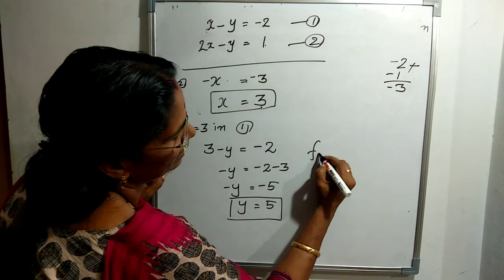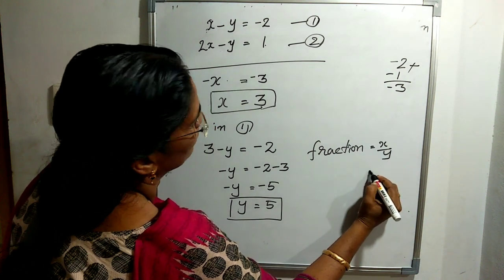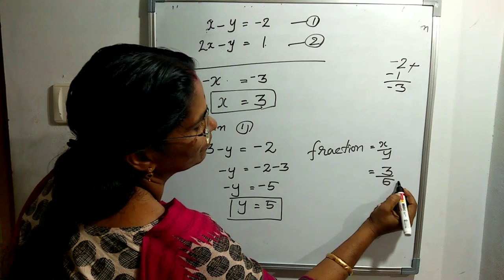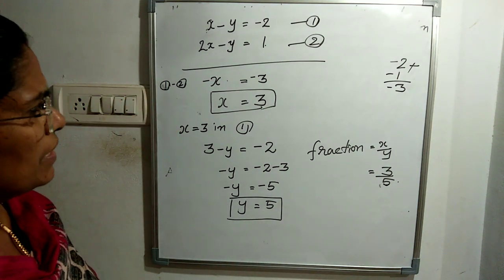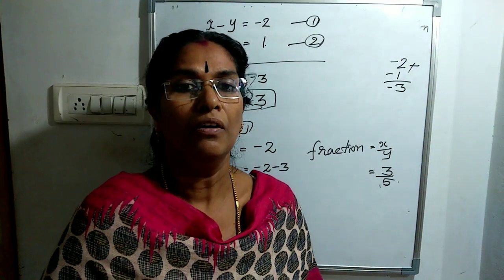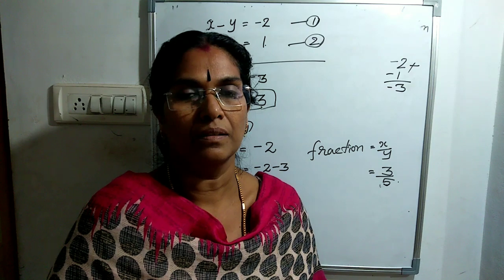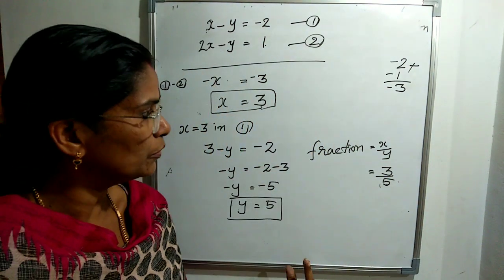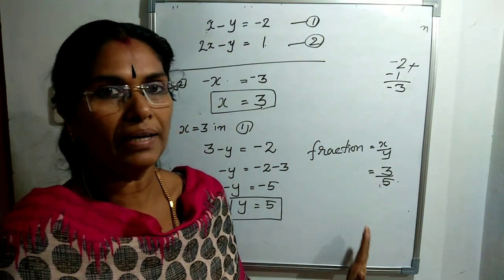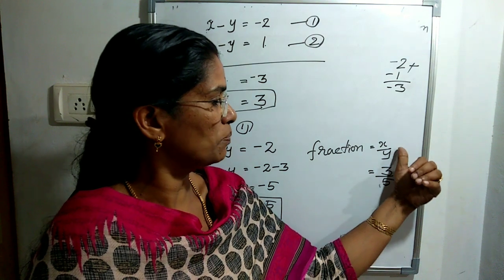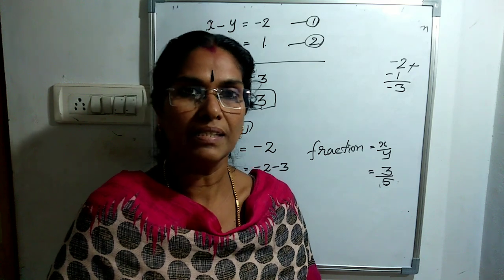So the fraction is equal to x by y, that is equal to 3 by 5. Okay, this is our word problem's answer. It is very simple. According to the question, you have to find the linear equations in two variables. We get two equations according to the given conditions and solve by the elimination method. We find the values of x and y, then write the fraction x by y, that is 3 by 5, substituting the values of x and y. I think it is easy for you.